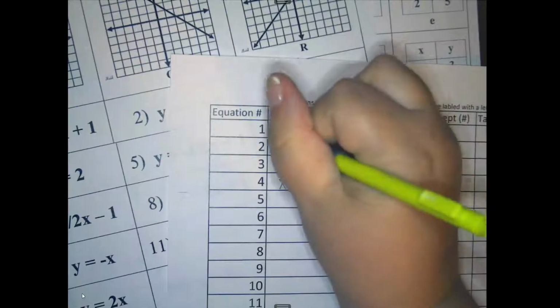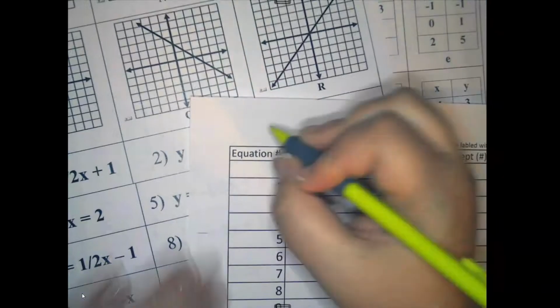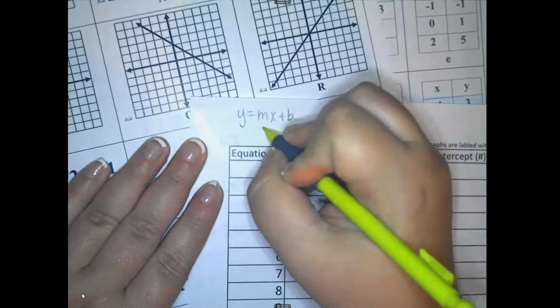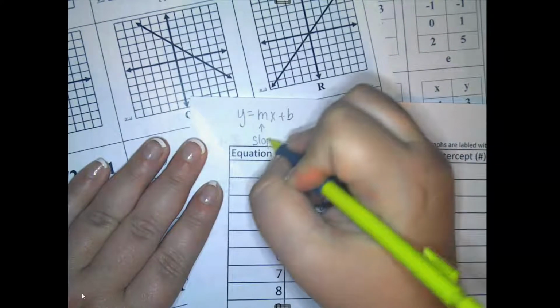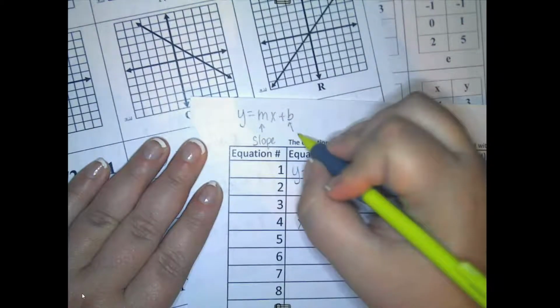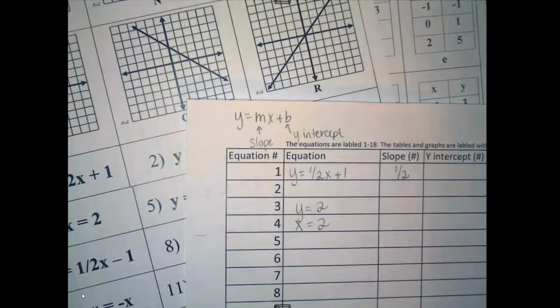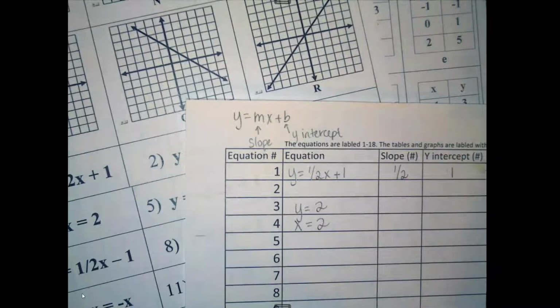So we're going to look at number 1 together. Number 1's equation was y equals 1/2 x plus 1. My slope is always this first letter. So if I want to make myself a note, I'm going to write y equals mx plus b, where m is my slope and b my y-intercept. And you can always think slope, mountain, maybe that'll help you. So my slope is 1/2, and my y-intercept is 1. Remember, if it's a -1, you're going to want to bring your negative with it.